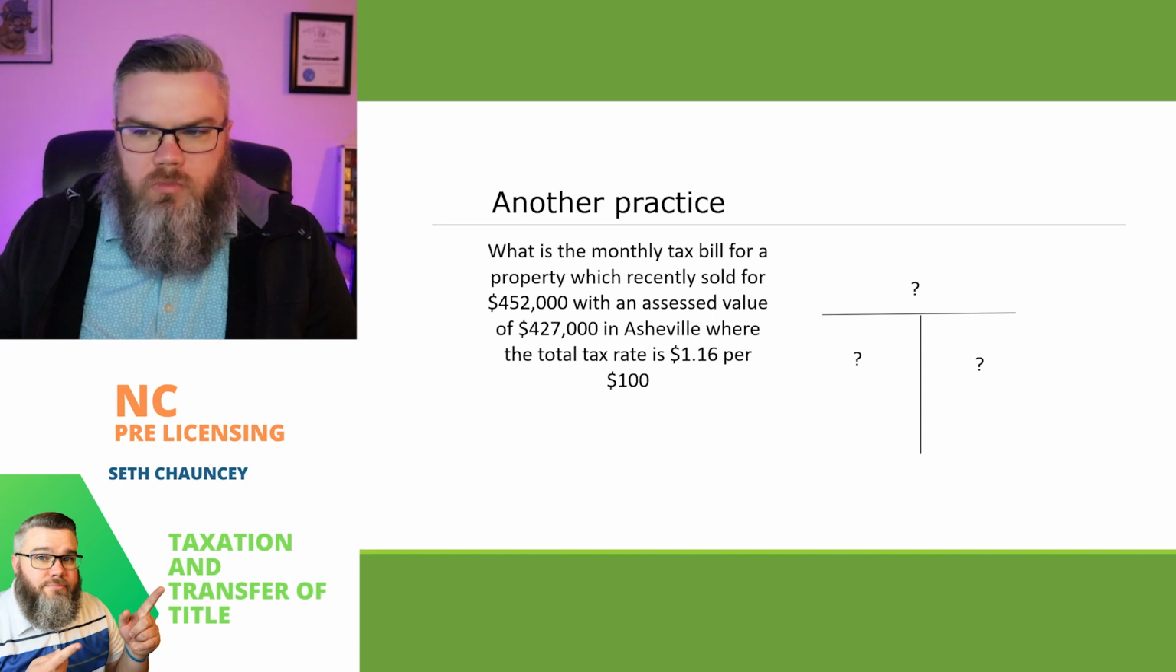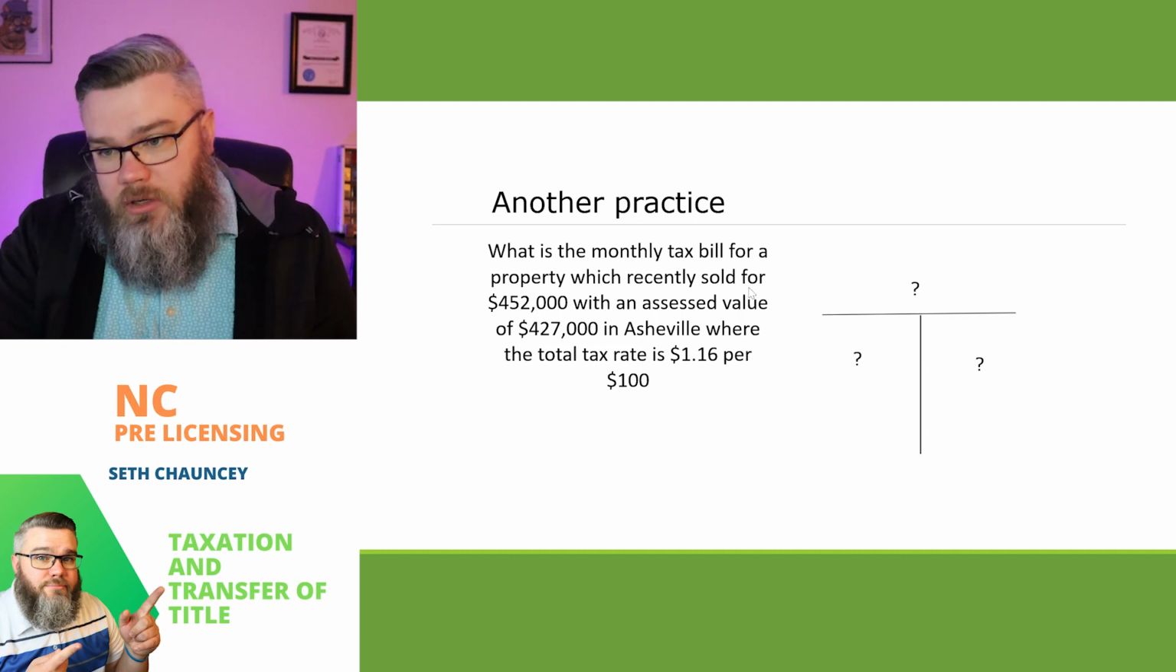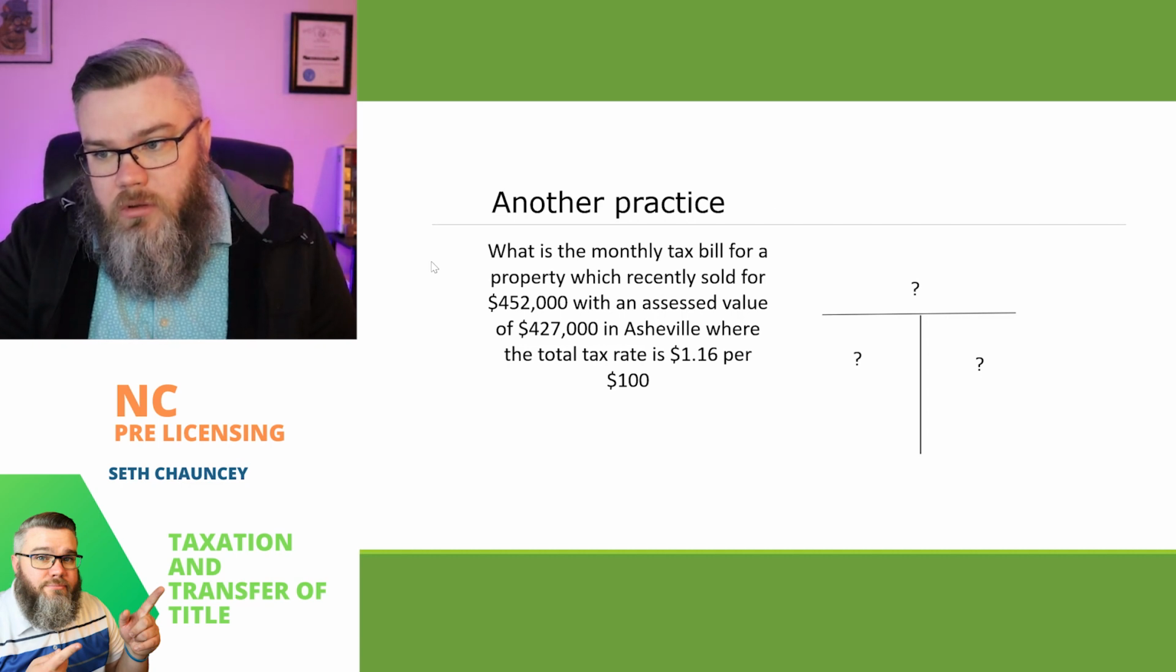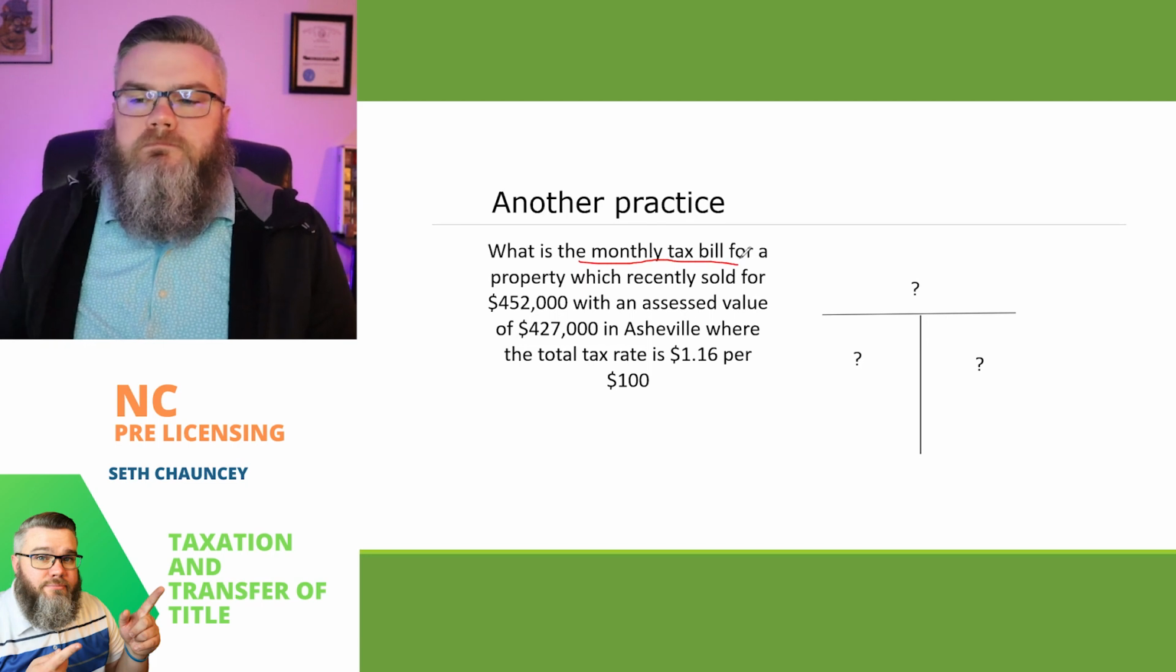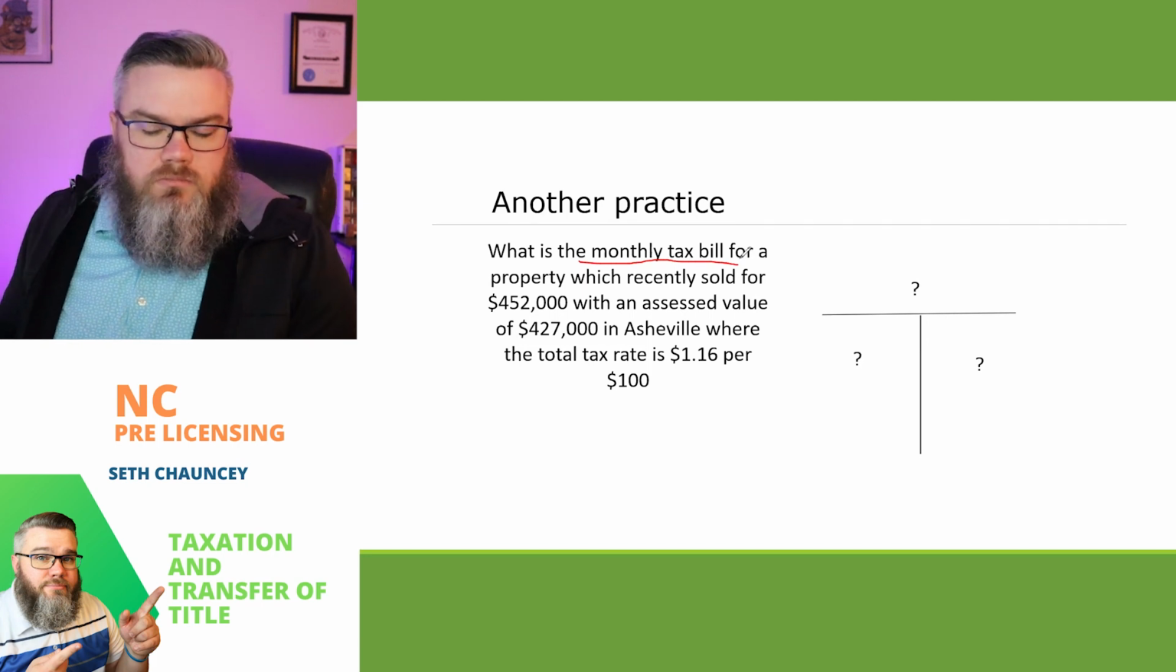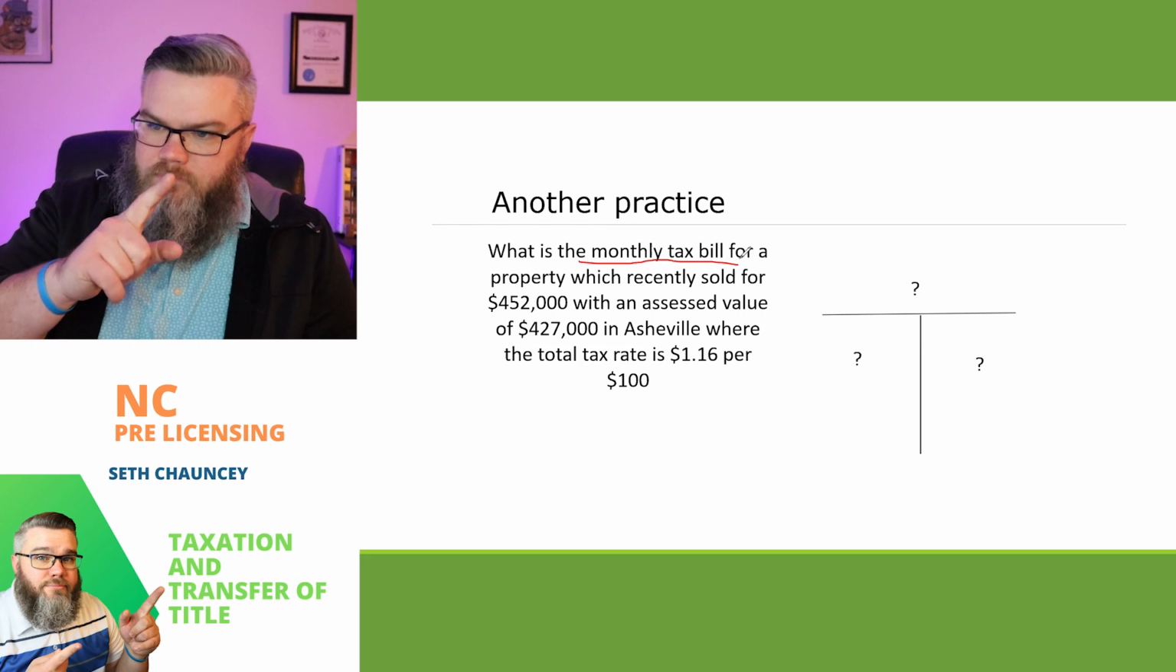It's monthly, so we have to divide it by 12 at the end. There's a very big piece. That's important. I'm gonna underline that. And what it's asking for is, well, it's not what it's asking for, but we need to do it based off the assessed value. The sold value is a number in there that doesn't matter.